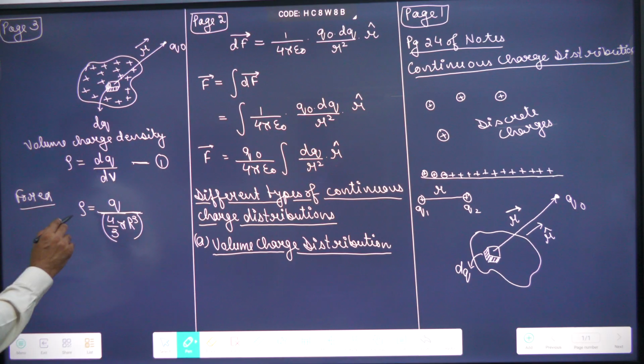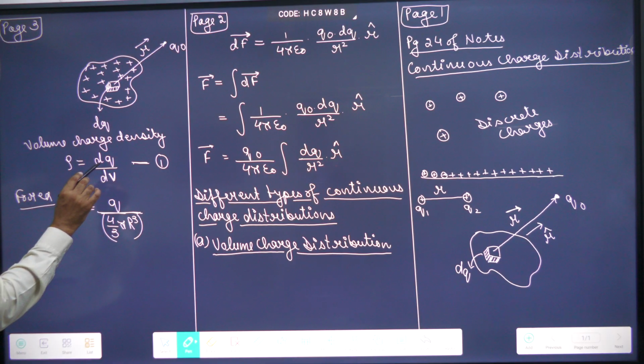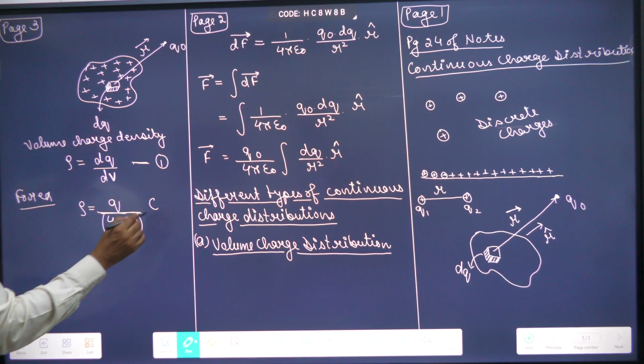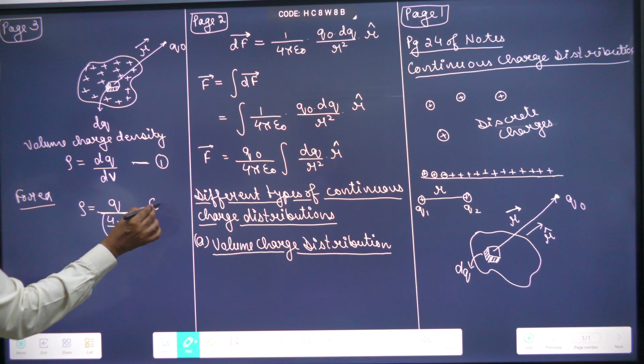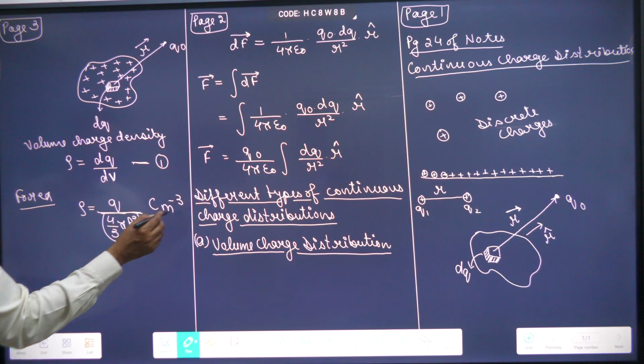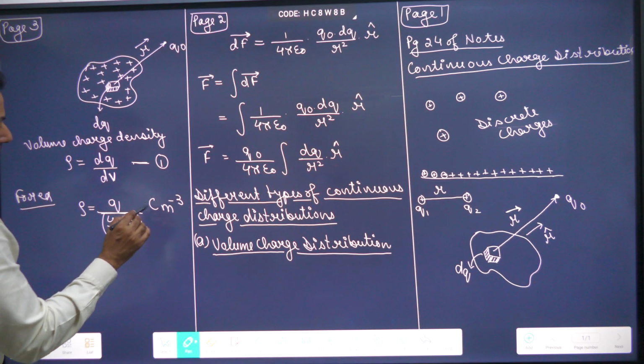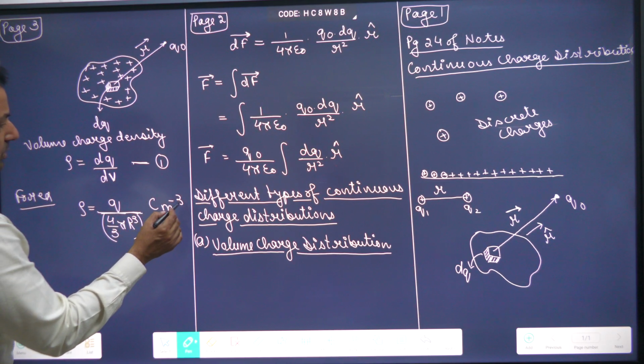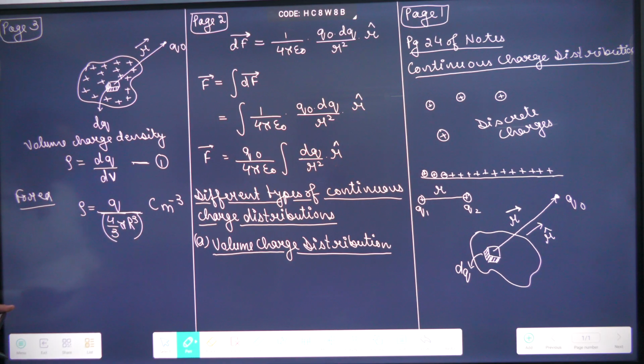And what will be its unit? This is charge and this is volume. The unit of charge is coulomb and the unit of volume is meter cube. So it will be coulomb per meter cube. That's why I am writing coulomb meter raised to the power minus 3. Is this clear to you, Anusha? Till here? Yes. Okay. All right.